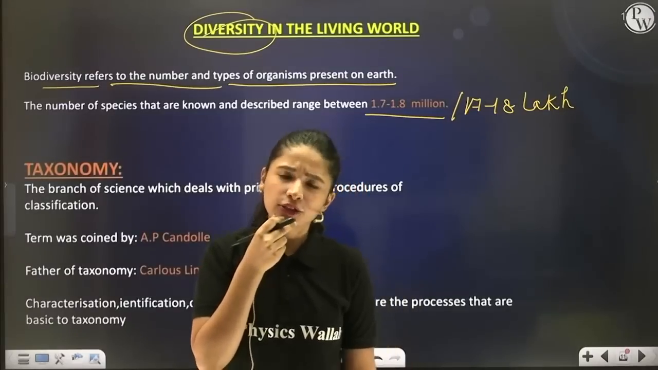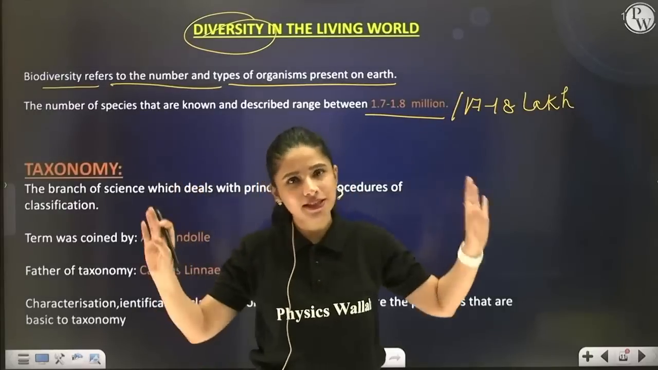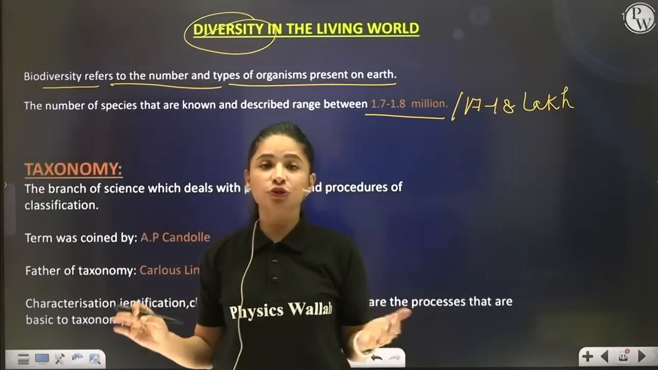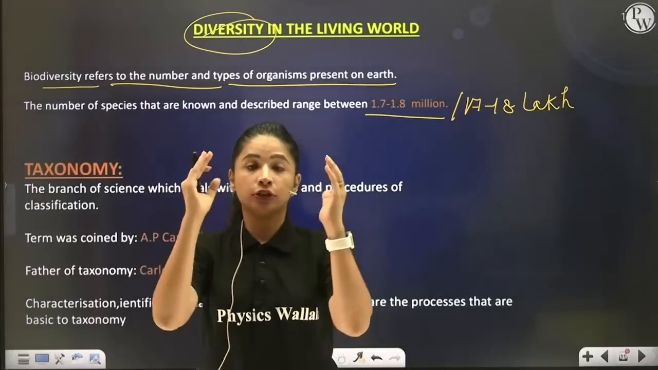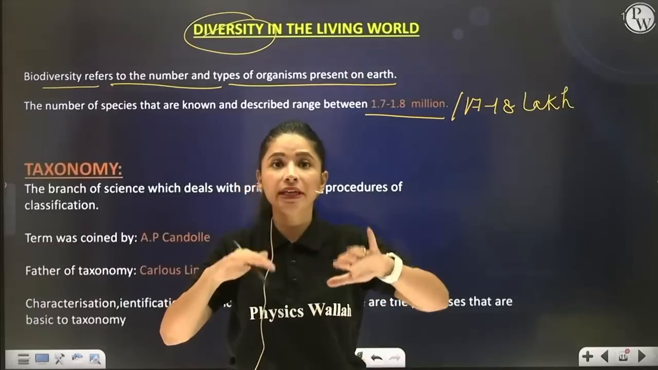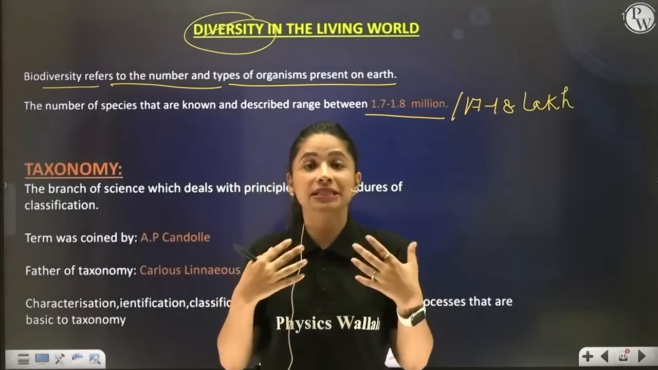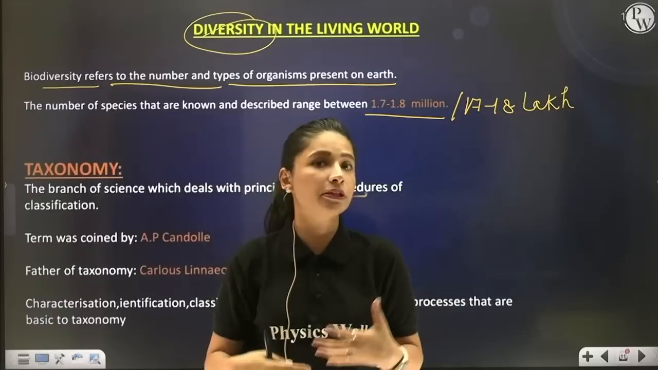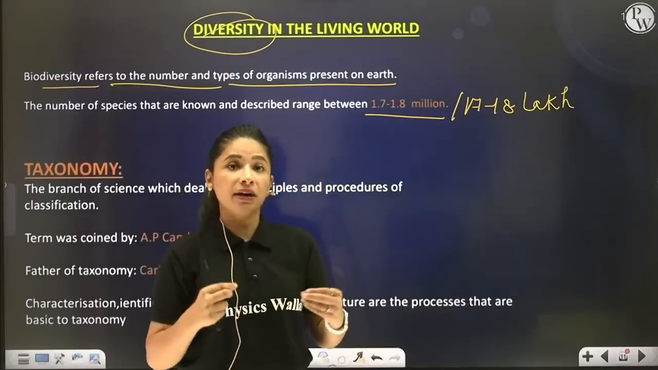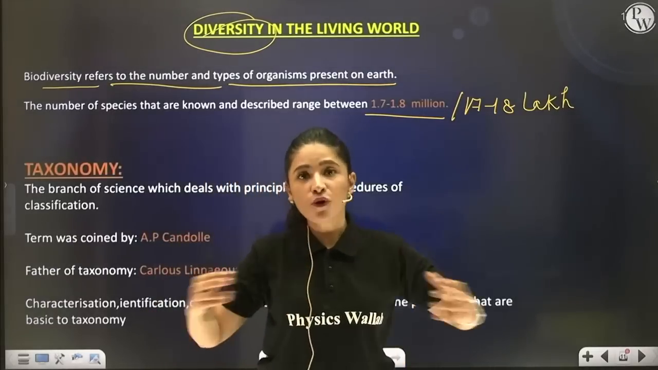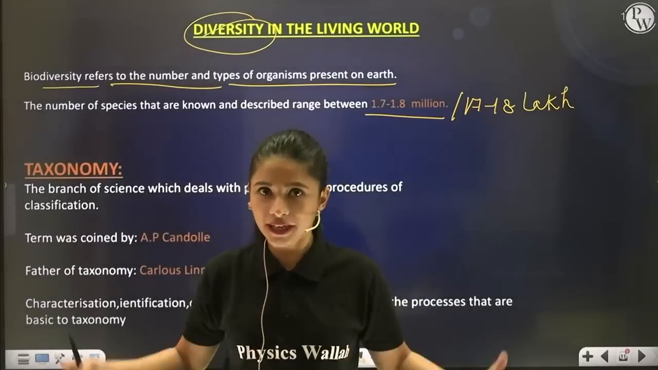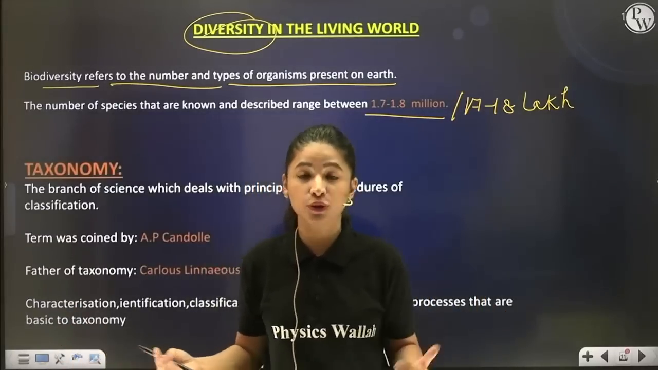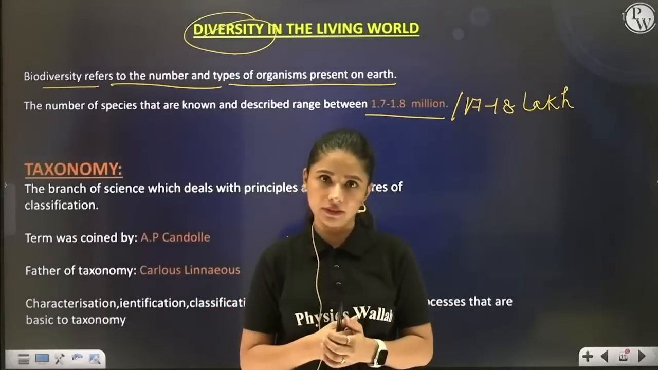Now, do you think that only this much living species are there on earth? So your answer should be no. This number is actually of those species which have been observed, which have been studied and which are known to the people, known to the scientists. But yet there are so many species to be discovered. So many different types of organisms are there, bachcho, which are yet to be discovered.